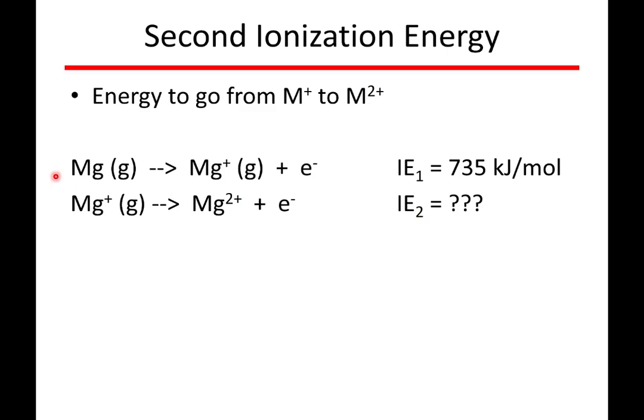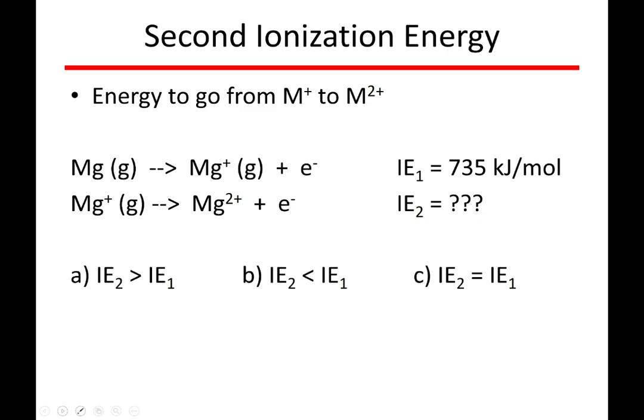We'll consider magnesium here. So the first ionization is going from magnesium to Mg+ plus an electron. And you can do this in a lab and determine experimentally that the first ionization energy for magnesium is 735 kilojoules per mole. Let's now talk about the second ionization energy, when you go from Mg+ to Mg2+. Let's predict what the second ionization energy would be for magnesium. Do you think it's going to be greater than, less than, or equal to the first ionization energy? Take a moment to think about this and put in your answer.